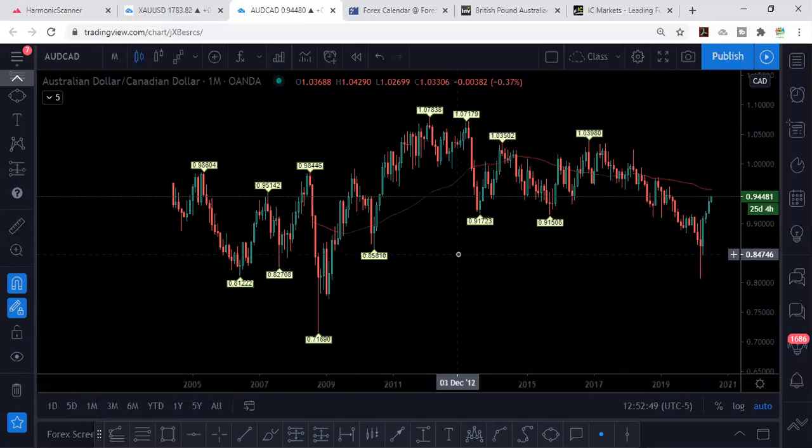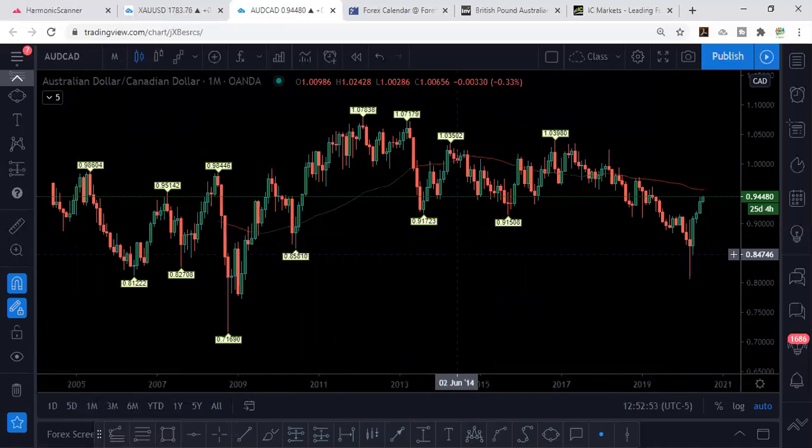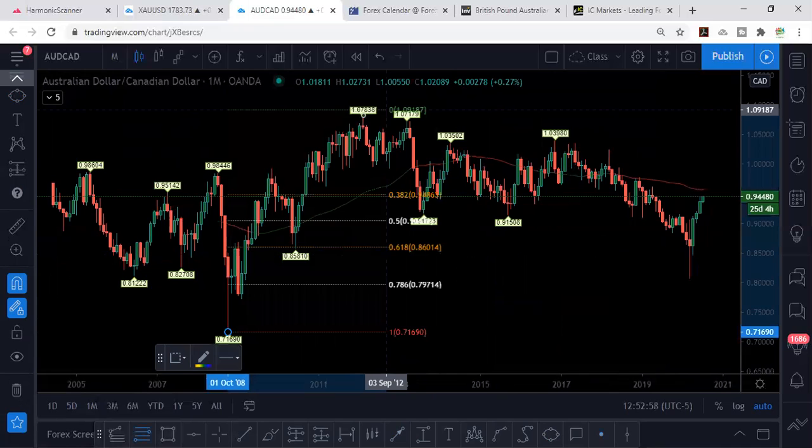So let's get back to this monthly. I just wanted to quickly explain that. Did you understand a little bit? Yes, sir. All right. So let's go. Fibonacci, boom.